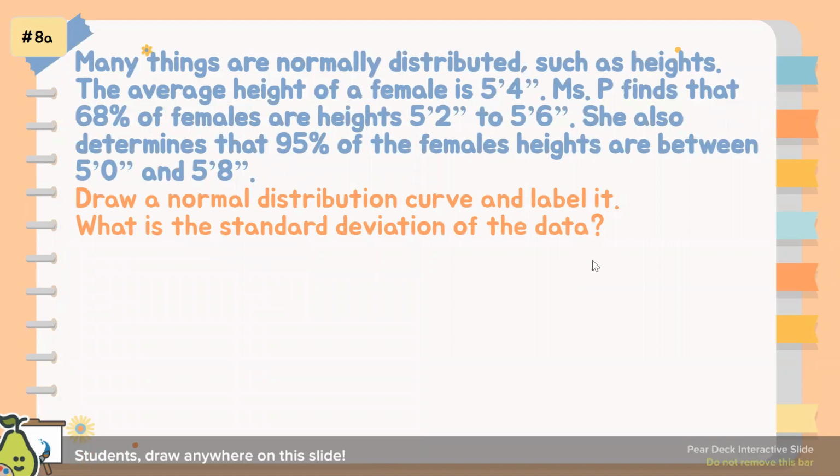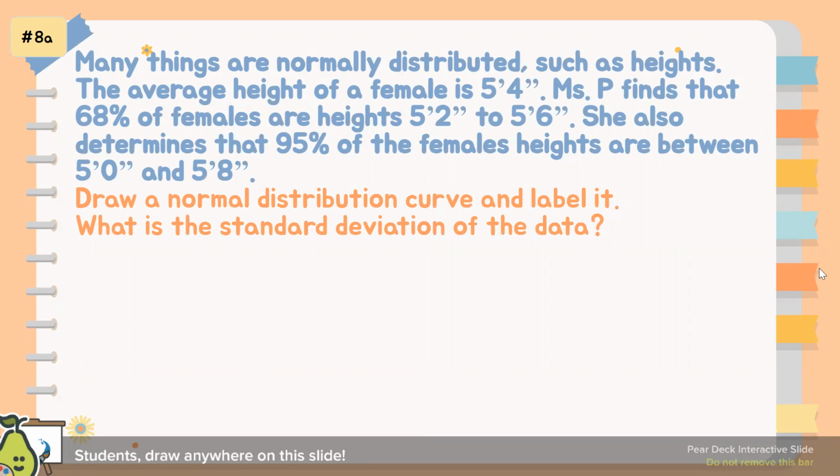And here's another one. Okay. Another statistics question. Many things are normally distributed, such as heights. The average height of a female is 5'4". Miss P finds that 68% of females are from 5'2" to 5'6". She also determines that 95% of female heights are between 5 foot and 5'8".